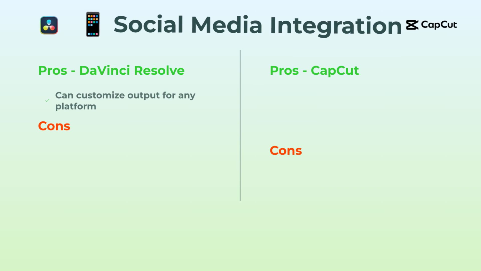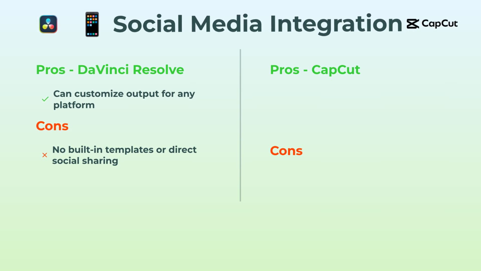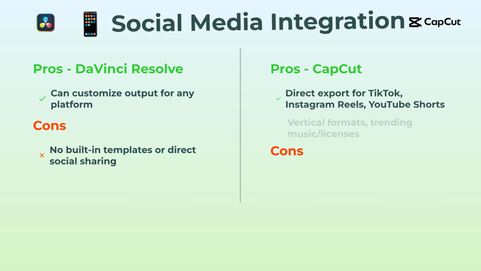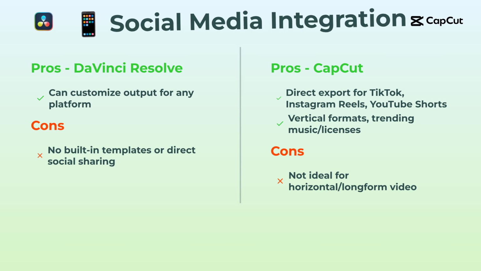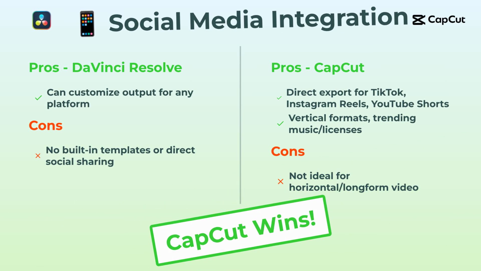How do these two handle social media integration? DaVinci can export in any format you want, sure, but there's no templates or direct one-click uploads for TikTok or Instagram. CapCut? Oh man, it is built for this. You've got direct exports for Reels, Shorts, TikTok, and all the vertical formats. Trending music, licensing, just blast your video straight onto the platform. Only hitch? If you ever want to make a classic horizontal or long video, it's not the best. CapCut clearly wins for social sharing.